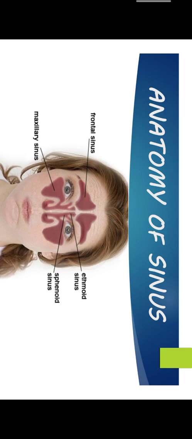Then last one, fourth one, is the maxillary sinus. Maxillary sinus is located inside the face around the area of the cheeks and maxillary sinus is present at birth.